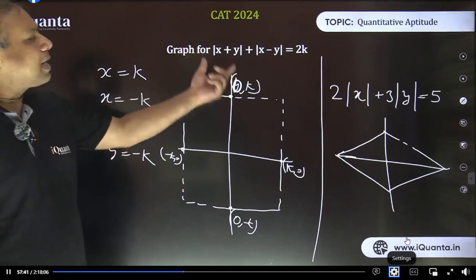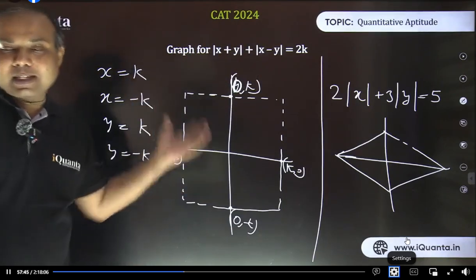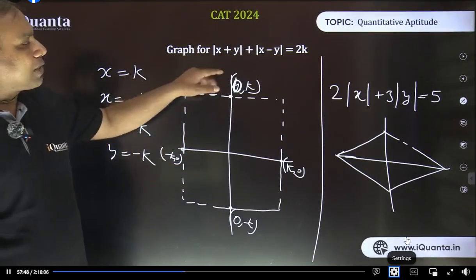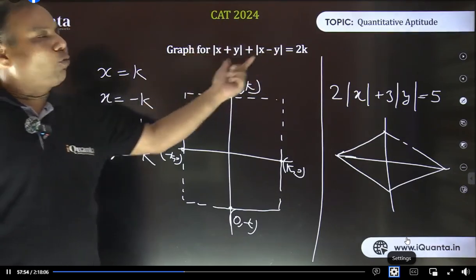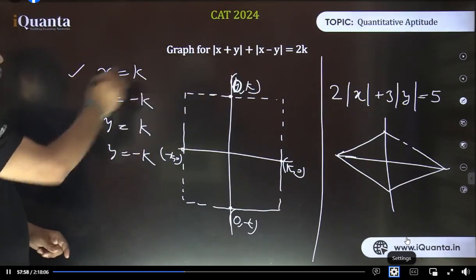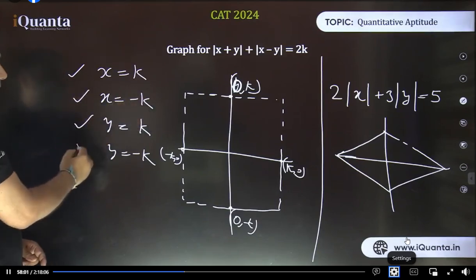Arey Vishal, open this modulus now. If you open the modulus, one time you are going to put a plus sign, other time a minus sign. So if I put positive sign, positive of x plus y, positive of x minus y, so x plus x minus y will be cancelled. So 2x is 2k, which means x equals k. Same way, one time you will get x equals minus k, and similarly these two other values also.